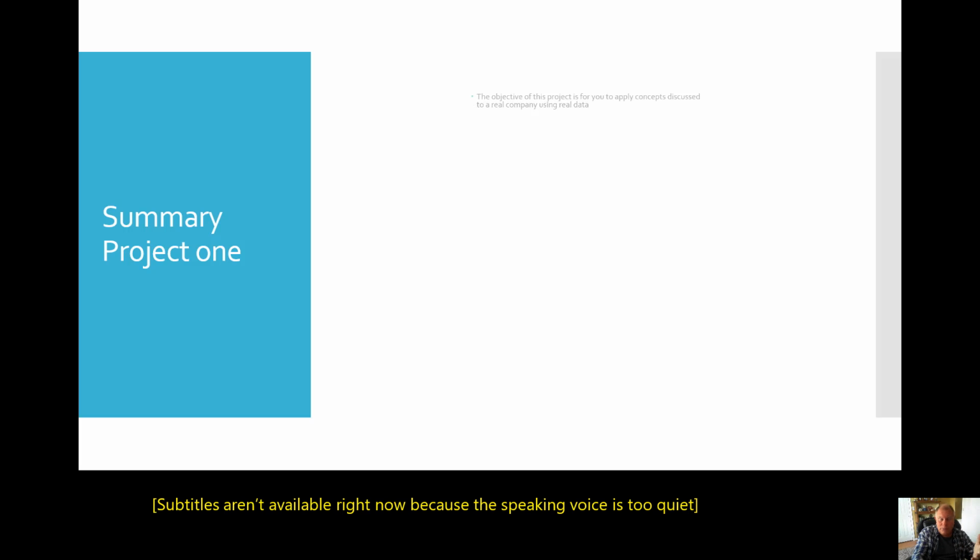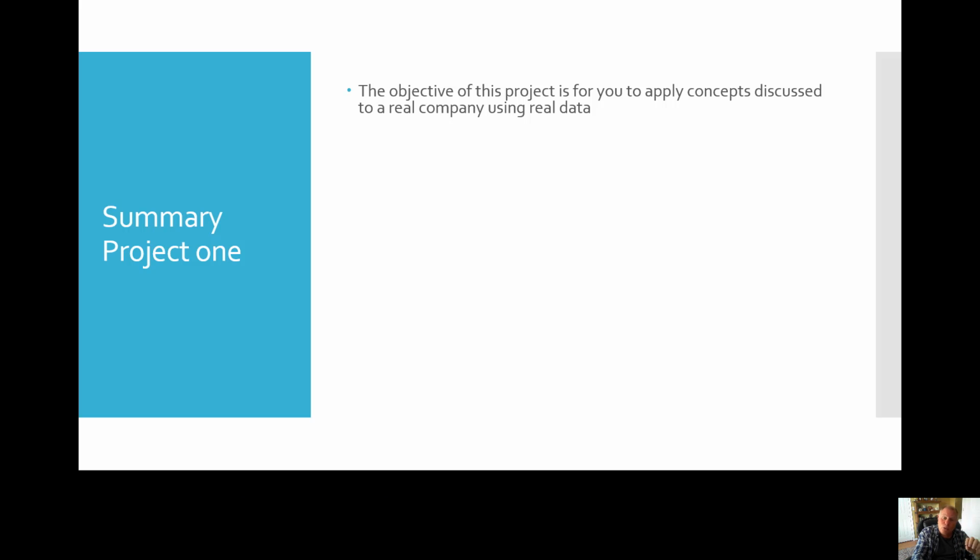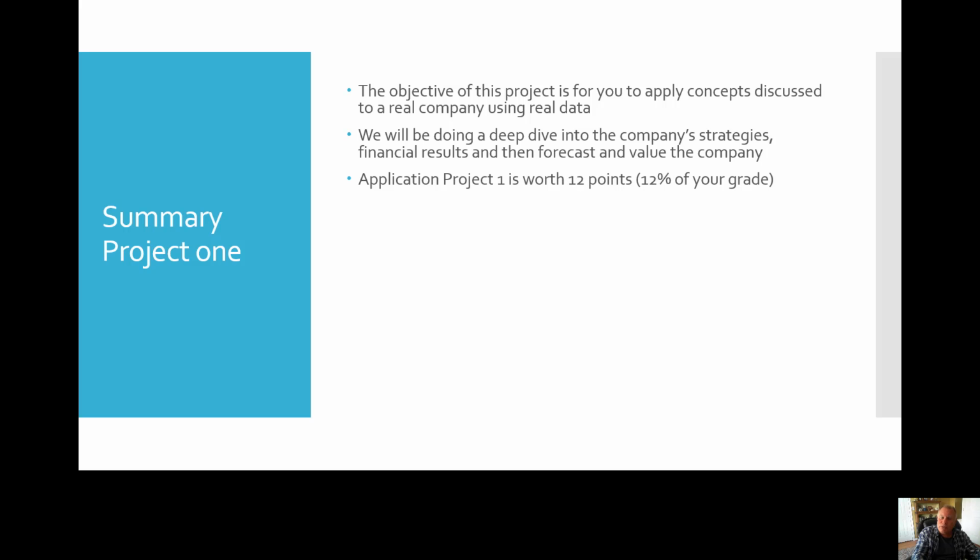Project 1. The objective of this project is for you to apply concepts discussed to a real company using real data. You're financial analysts. At the end, you will have a complete financial report and analysis. So you'll be analyzing financial statements and how it all ties together in a forward-looking way. We're going to be doing a deep dive into the company's strategies, financial results, and then forecast and value the company. Application project 1 is worth 12 points, 12% of your grade.